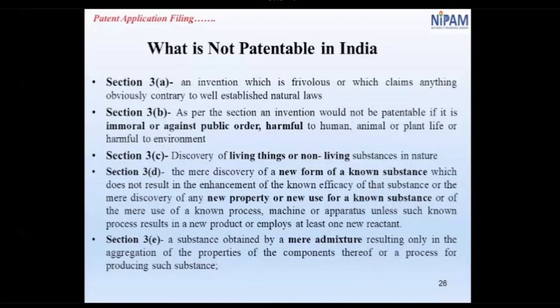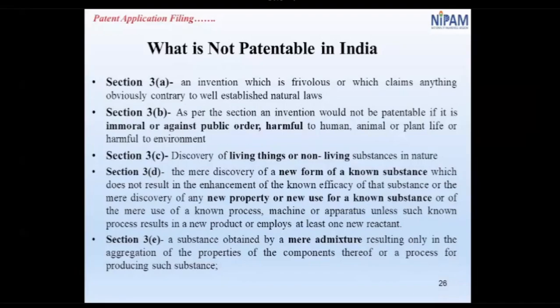There is a famous case, Novartis versus Union of India. In that case, what happened? There is a breast cancer drug known as Gleevec, which is claimed by Novartis, a Swiss pharma company, a very big MNC. Novartis filed a patent and it got rejected by the Chennai Patent Office under Section 3D, right? What does Section 3D say? Mere discovery of a new form of a known substance.